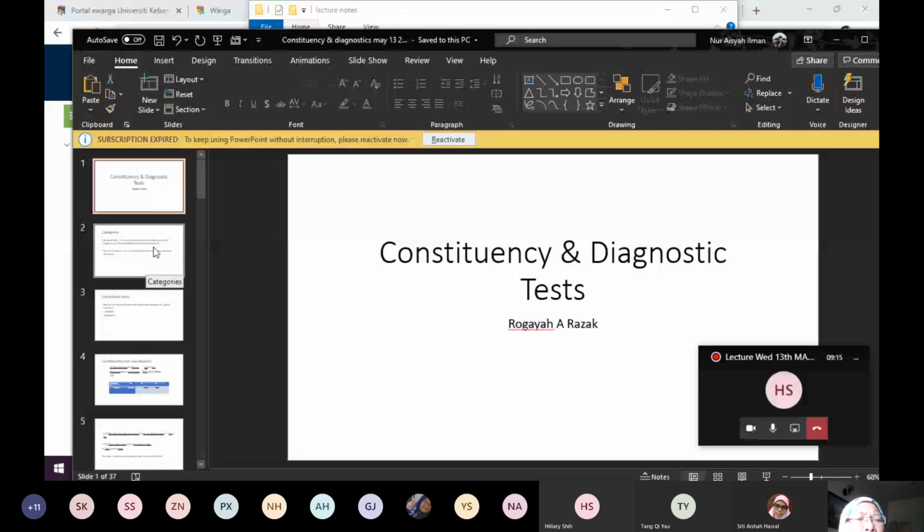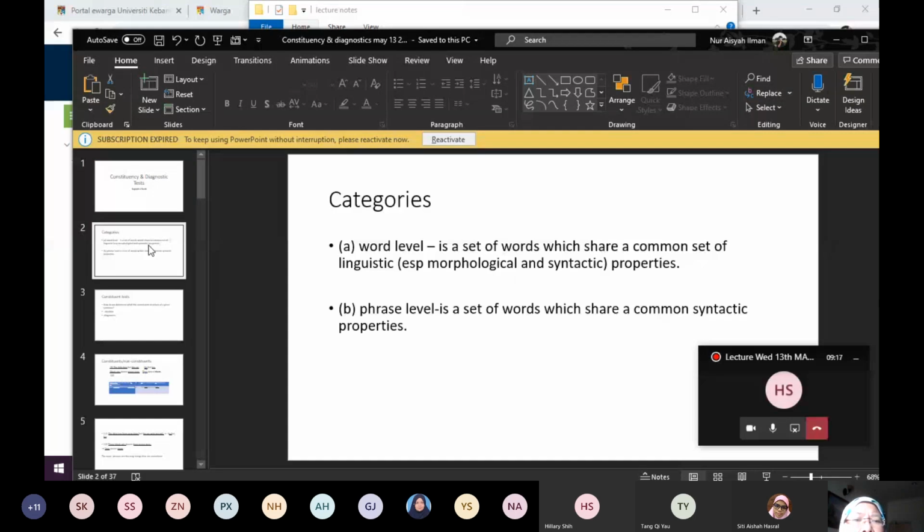Okay, so we will start now. So we talked about categories. So we can have word categories, which we call parts of speech. But these categories have two different levels. So one level is the word level. The word level are words, or a set of words which share a common set of linguistic properties. So for example, they share morphological properties, or they share syntactic properties.